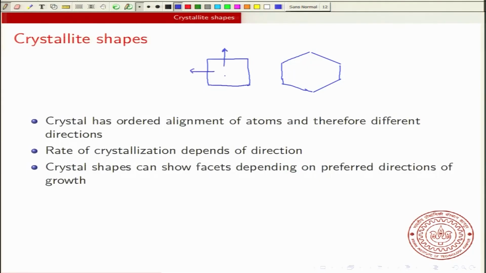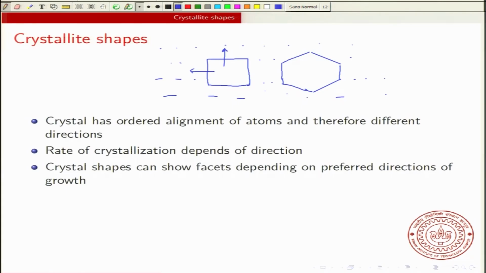So if you imagine that you have a liquid all around, and a small piece of the liquid has crystallized. So you are looking at crystallization from melt. You have liquid all around, and a small piece of it has become a crystal. Now the question is, how does a crystal grow?